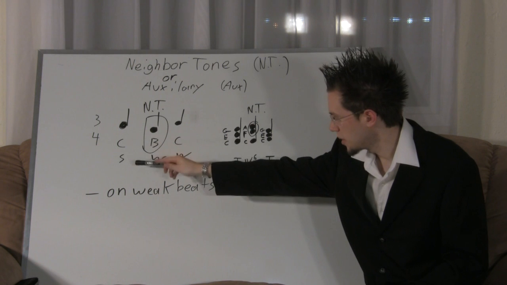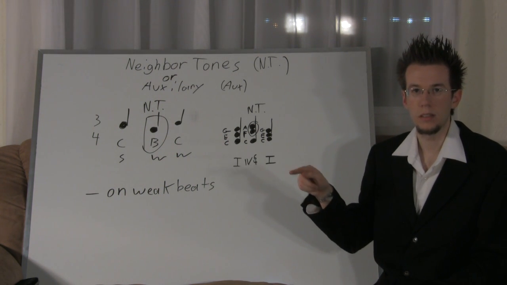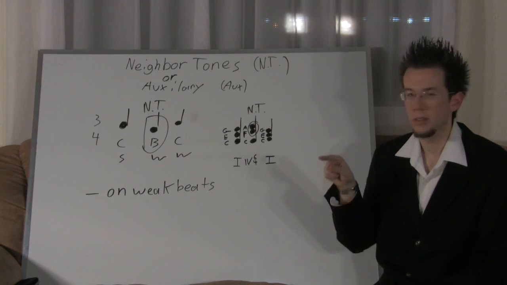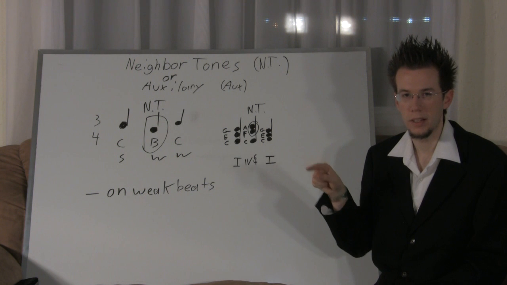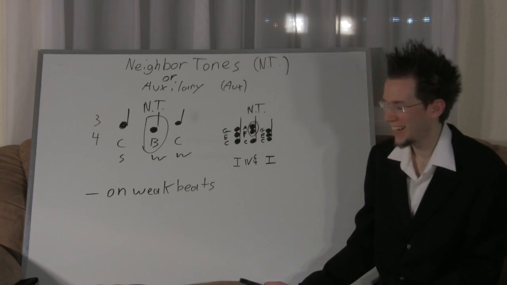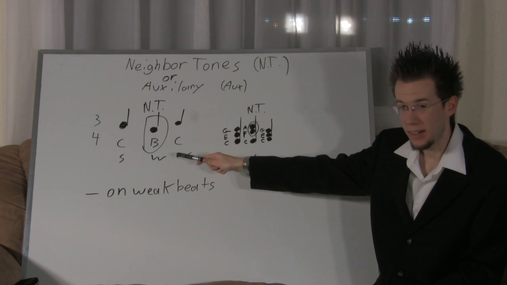So say this is in C major, so you've got C, B, C. So it's da, da, da. The middle note is your auxiliary or your neighbor tone. I don't think I'm singing that right, but anyway, we've got the B, that's our neighbor tone, all right?